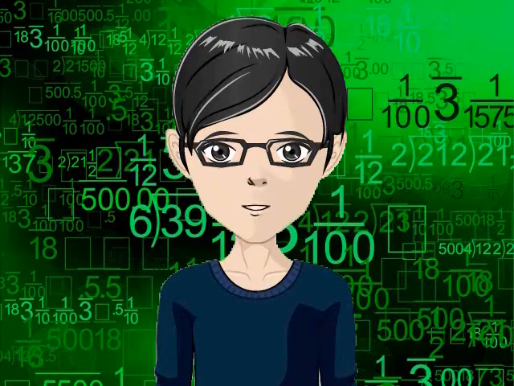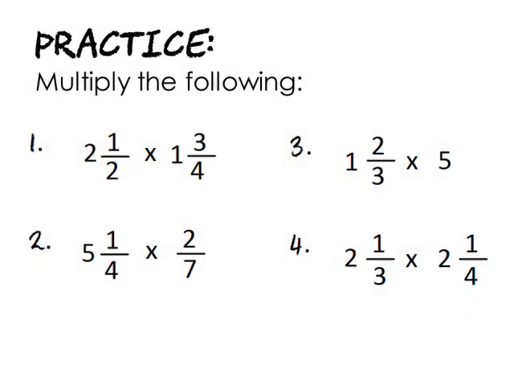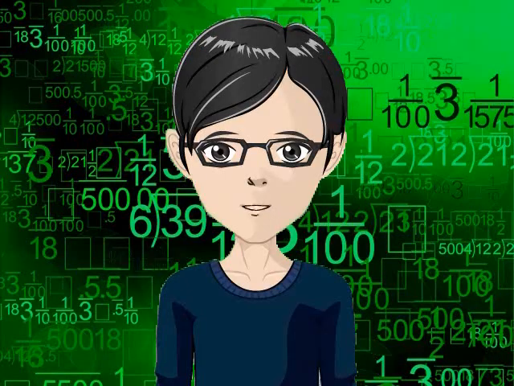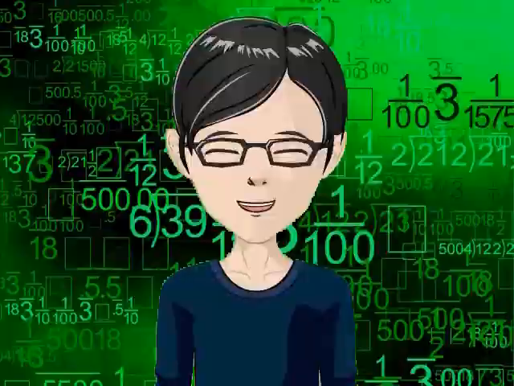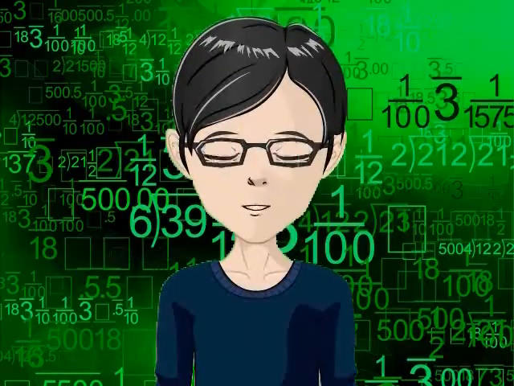Now you try it. Multiply the following. Follow the rules. If your final answer is an improper fraction, convert it to mixed number. Reduce to the lowest term if necessary. Are you ready? Begin. Are you finished? No! Let's check your answers.